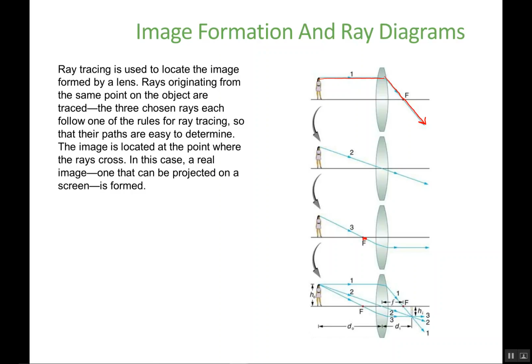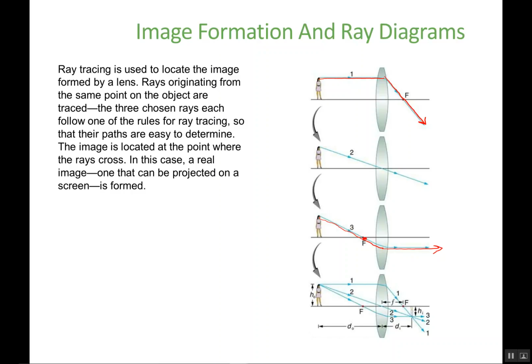Ray number 3 is essentially the reverse of ray number 1. Instead of having a ray that's parallel being refracted through the focal point, here you have a ray that travels from the object and passes through the other focal point on the way to the lens, and it will be redirected so it emerges from the far side of the lens traveling parallel to the optic axis. So ray number 1 and ray number 3 for the convex lens here are essentially reverses of one another.